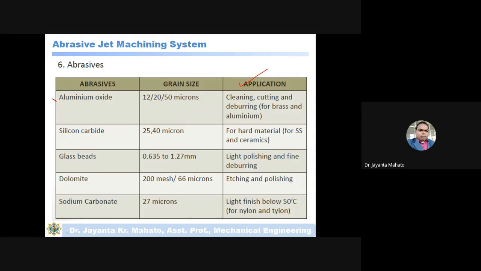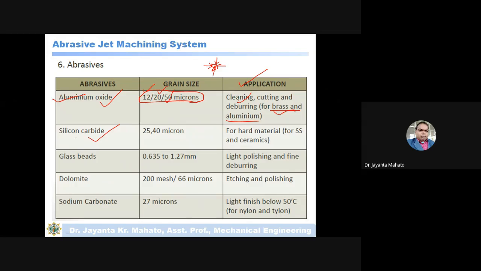Okay, like aluminum oxide. Okay, so for this aluminum oxide, the grain size, this is actually the grit size, means the diameter or size of this abrasive particle. Okay, इतना size, average diameter. So this average diameter means grain size of aluminum oxide comes in different ranges like 12 micron, 20 micron भी हो सकती है, 50 micron भी हो सकती है. Okay, and this aluminum oxide is mainly used for cleaning, cutting, and deburring. These are used for cutting brass and aluminium. Okay, also for surface cleaning actually.